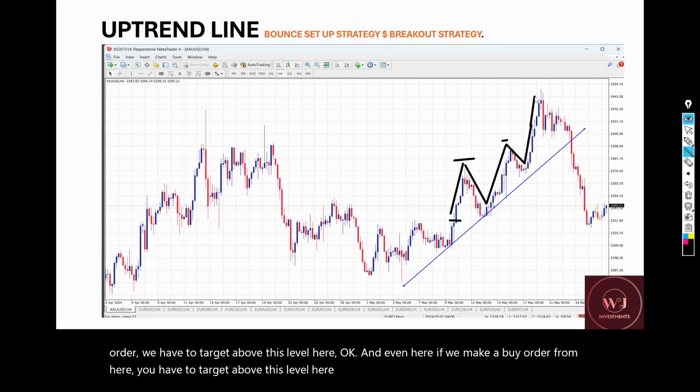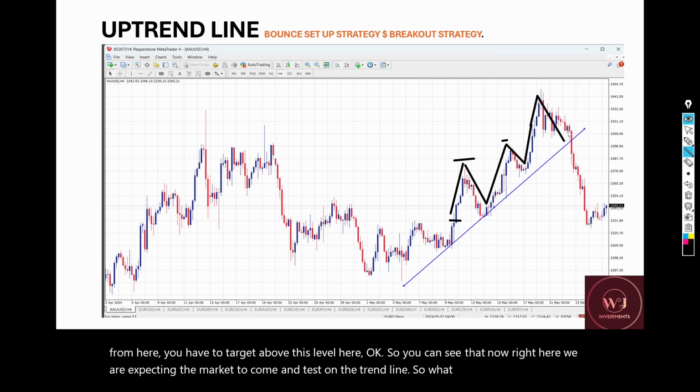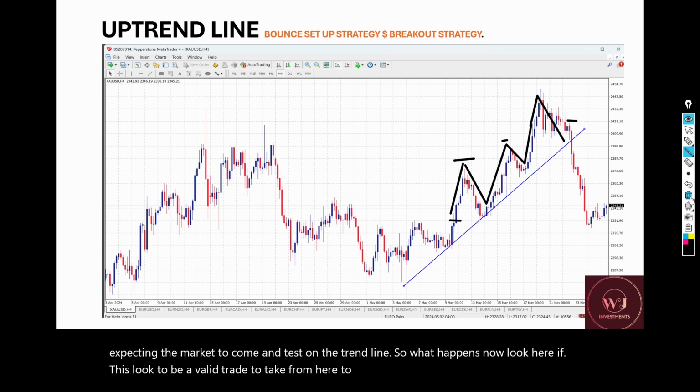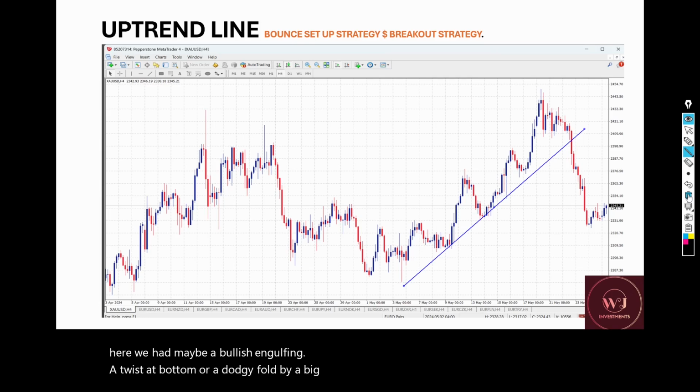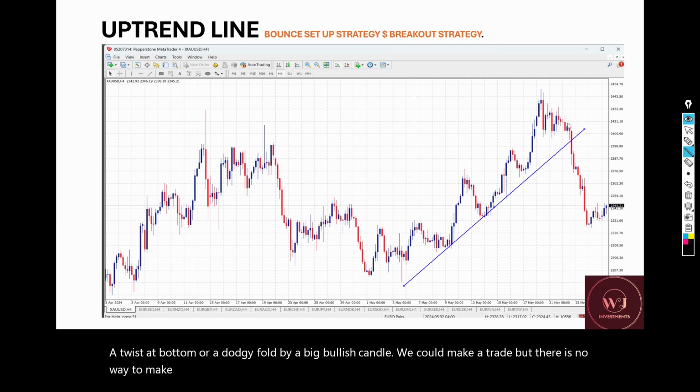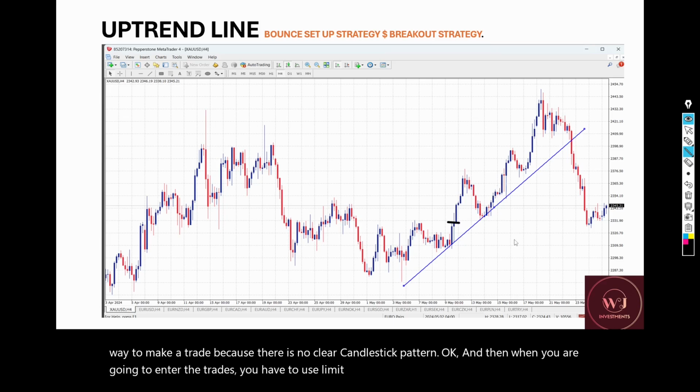Okay, so you can see that now right here we are expecting the market to come and test on the trend line. So what happens now, look here, this looks to be a valid trade to take from here to make a buy, but we don't have a clear candlestick pattern right here. We don't have any candlestick pattern right here to use. If here we had maybe a bullish engulfing, a tweezer bottom, or a doji followed by a big bullish candle, we could make a trade, but there is no way to make a trade because there is no clear candlestick pattern. And when you're going to enter the trades, you have to use limit orders or a buy stop order. Okay, so that is it for the bounce setup strategy.